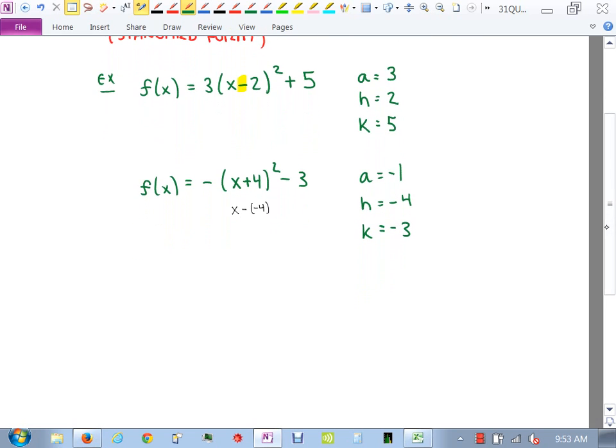Where are we getting the -1 from? Oh, -1 is coming from that negative in front, which is really a -1 in front. Anytime there's a negative out front like that, you can look at it as a -1. How about this one?